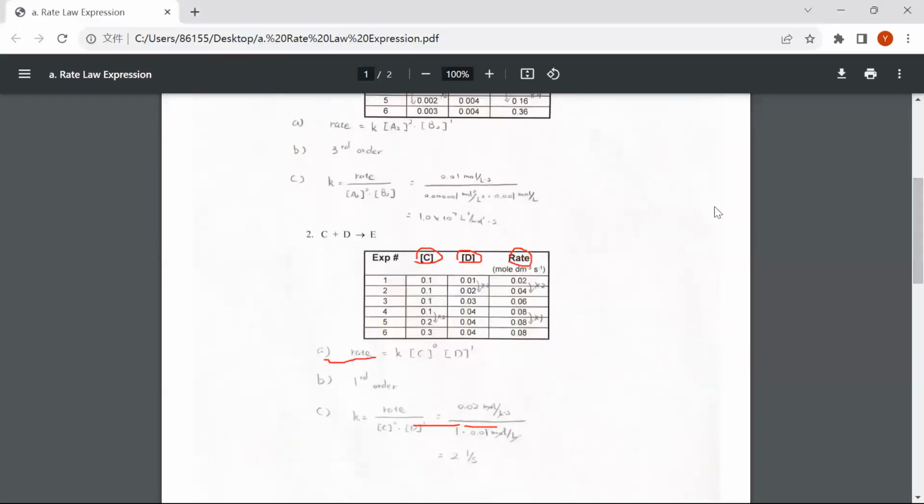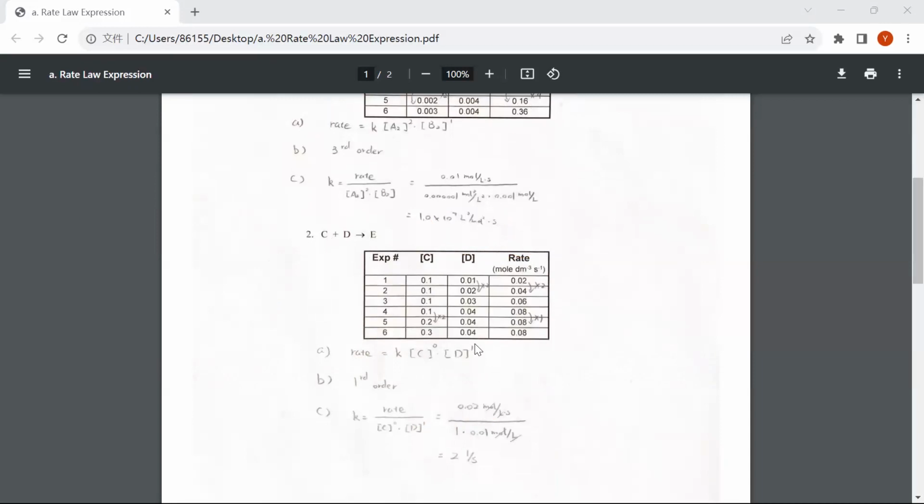And the same idea applies to our second question. So we have to find the exponents for C and D in this case. To find the exponent of C, we focus on experiment 4 and 5. So from 4 and 5, the C multiplied by 2, and the rate multiplied by 1. So 2 with the exponent 0 is equal to 1. So in this case, C's exponent is 0.